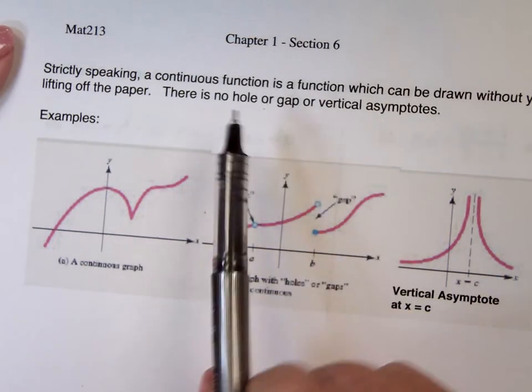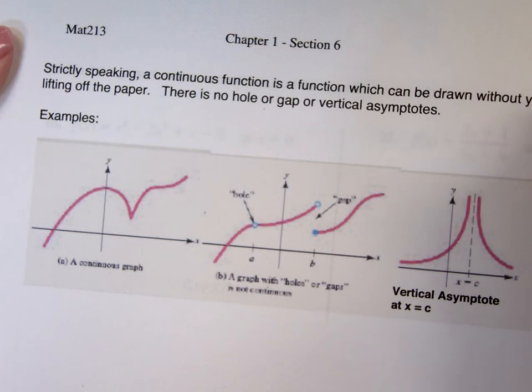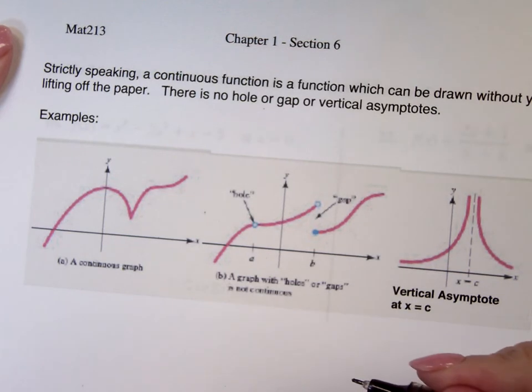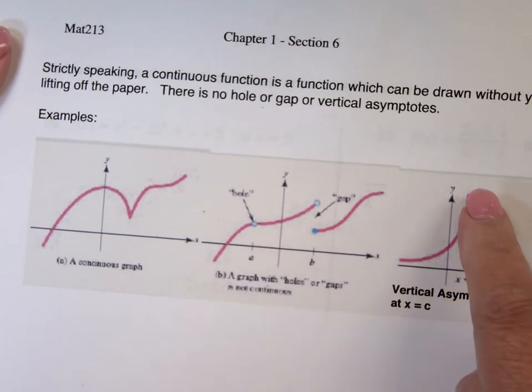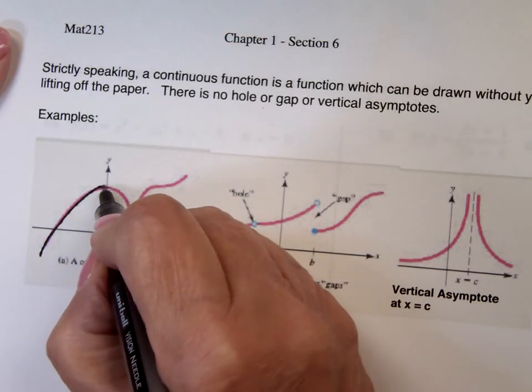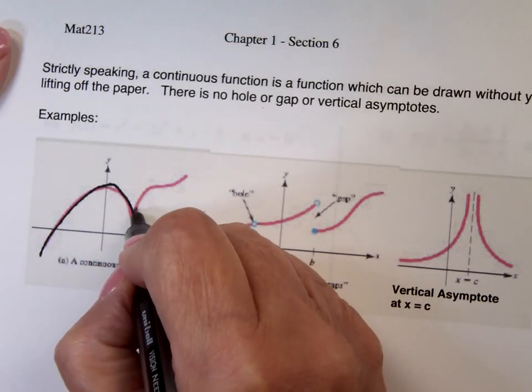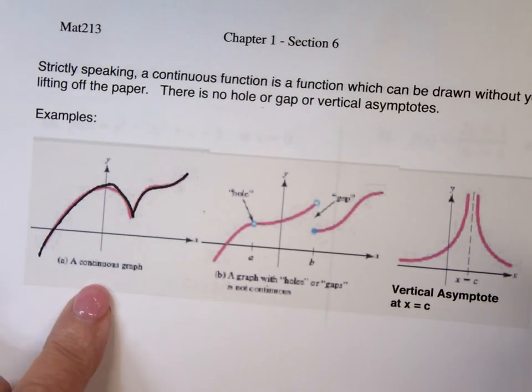Strictly speaking, a continuous function is a function that can be drawn without your pencil lifting off the paper. There is no hole, no gap, no vertical asymptotes. That's like this guy. If I want to draw him, I put my pen down and I can just trace him without lifting my pen up. This is a continuous function. It's a continuous graph.